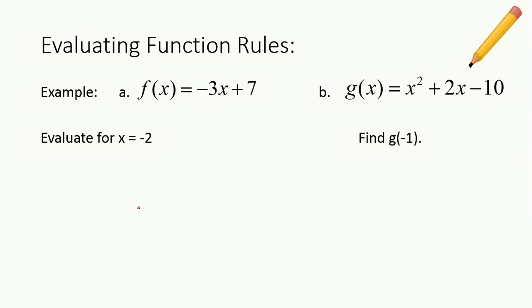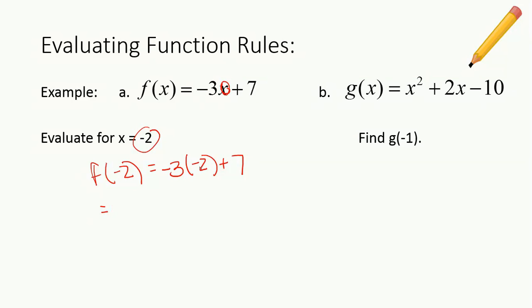So let's take a look at evaluating some function rules. There are 2 ways you might see it. You might see the old way, which is evaluate for x at -2. So that means I'm going to take this -2 and pop it in for x right there, right? So f of -2, notice how I put the -2 in there, right? So I'm going to go -3 times -2 plus 7.